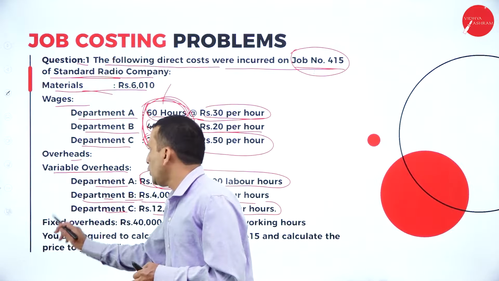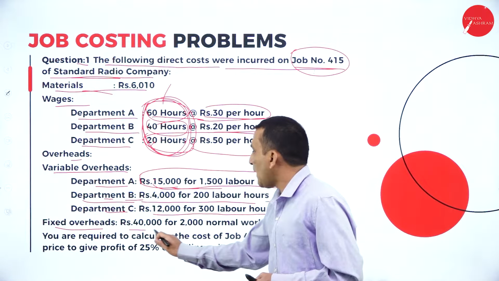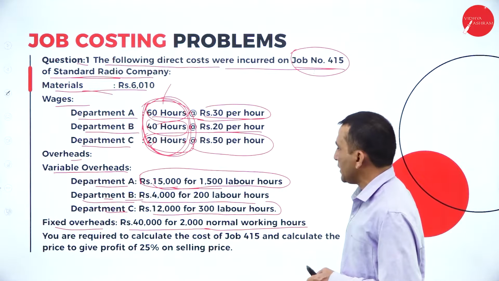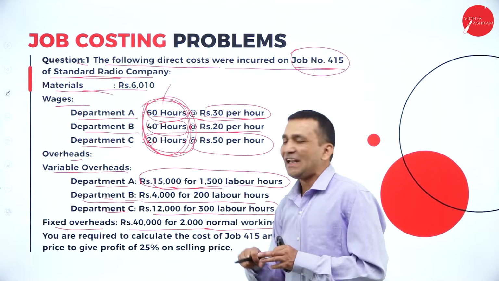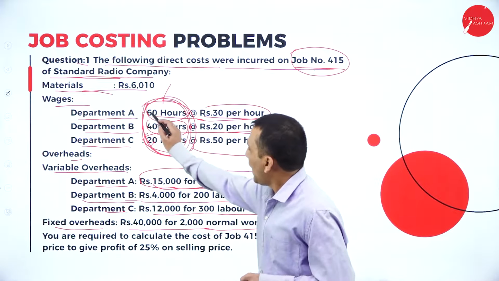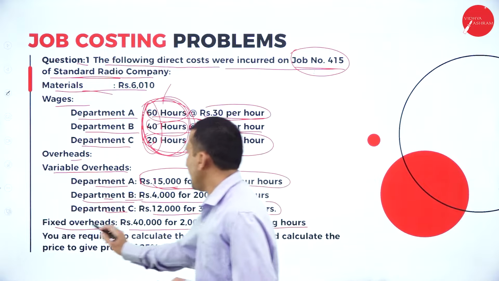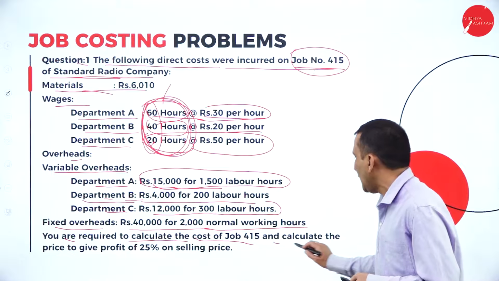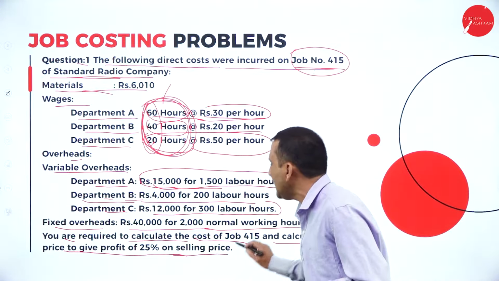Next, moving to fixed overheads. Here rupees 40,000 for 2000 normal working hours. Here also the rate is missing, but the information is given: 40,000 divided by 2000, so you can easily get the rate. But you need to take the total summation of all working hours. Here you are required to calculate the cost of job number 415 and calculate the price to give a profit of 25% on selling price.